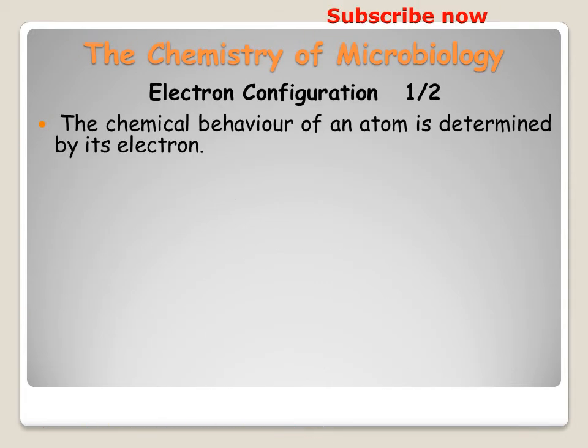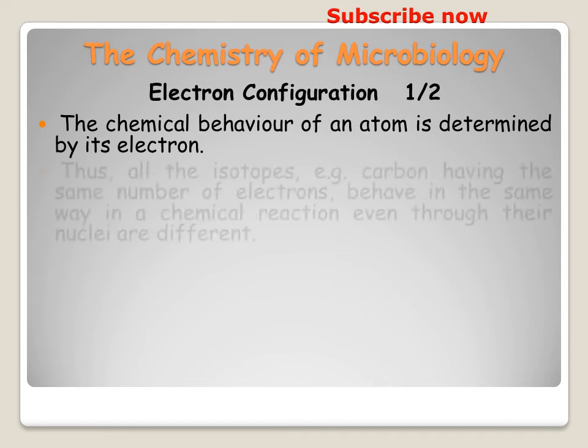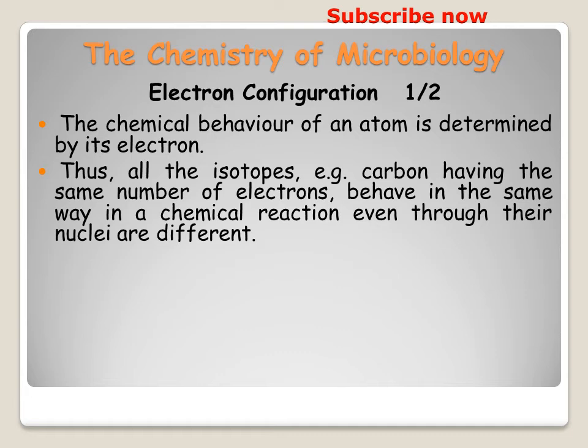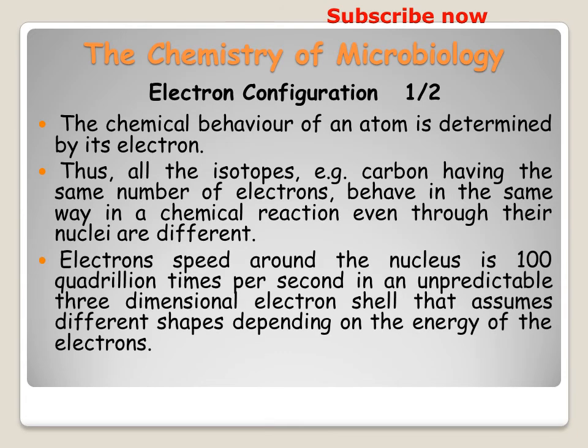Electron configuration. The chemical behavior of an atom is determined by its electrons. Thus, all the isotopes, e.g. carbon, having the same number of electrons behave in the same way in a chemical reaction, even though their nuclei are different. Electrons spread around the nucleus 100 quadrillion times per second in an unpredictable three-dimensional electron shell that assumes different shapes depending on the energy of the electrons.